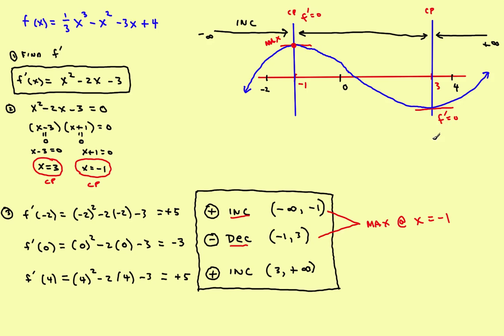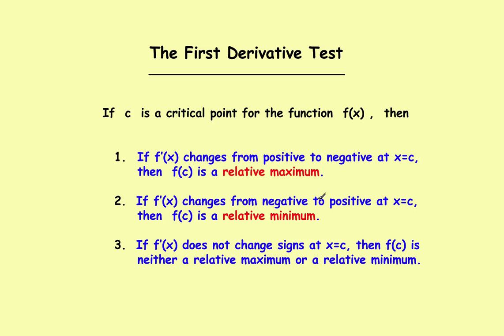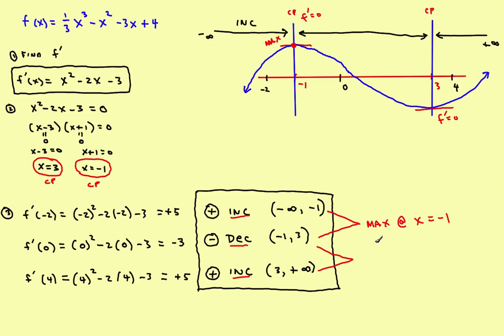Then the other possibility, at the second critical point, it went from decreasing to increasing. So now we'll look at these two. It went from decreasing to increasing, which the first derivative test says that if it goes from decreasing to increasing, then you have to have a relative minimum right there. So therefore you have a relative minimum at the critical point, x is equal to 3. Again, that's just to show you where the first derivative test ties into all this.